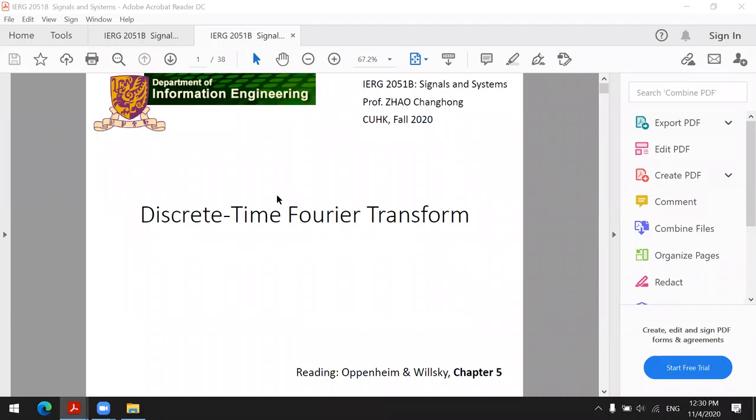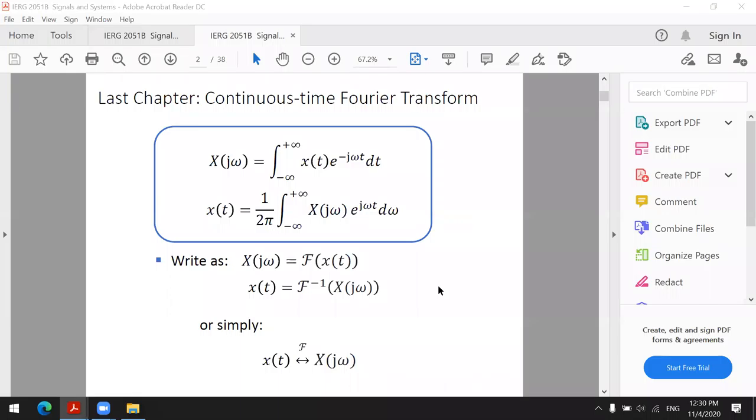Okay, let's resume the lecture and start the new chapter, the discrete time Fourier transform. Before that, let's quickly recap the continuous time Fourier transform we learned last chapter, these two equations. The first one is the Fourier transform, which by the integral converts x of t to capital X of j omega. And the second equation, the inverse Fourier transform, through the integral over the continuous frequency variable omega converts back to x of t. We can denote this Fourier transform and inverse Fourier transform using calligraphic F.